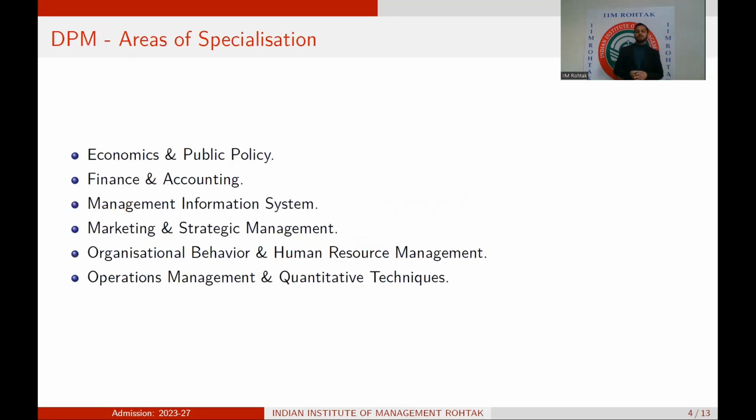As far as the various DPM areas of specialization are concerned, these are a few of the areas that we offer. We have economics and public policy, finance and accounting, management information systems, similarly marketing and strategy, organizational behavior and human resource management, and finally operations management and quantitative techniques. So these are overall 6 fields that we offer. A candidate who comes to IIM Rohtak to do his PhD program can opt for one of these areas. This is very important. Each and every candidate has to choose one of the areas a priori to get into this particular program, right?